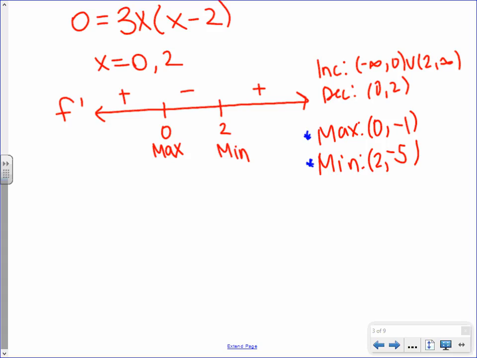Now let's talk about concavity. I got this. Wait your turn.